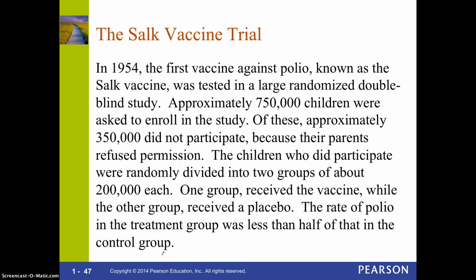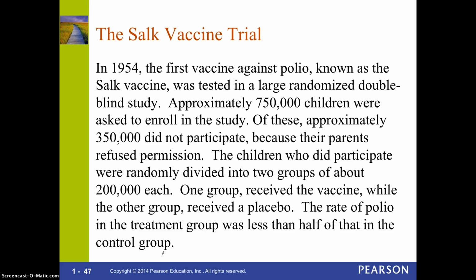Okay, so in 1954, the first vaccine against polio, known as the Salk vaccine, was tested on a large randomized double-blind study. You should actually recognize what all those words mean. When we talk about it, large, that was one of the gold standards. It was randomized, that was a second gold standard. And it was double-blind, that was a third one. So far what we're missing is the placebo.